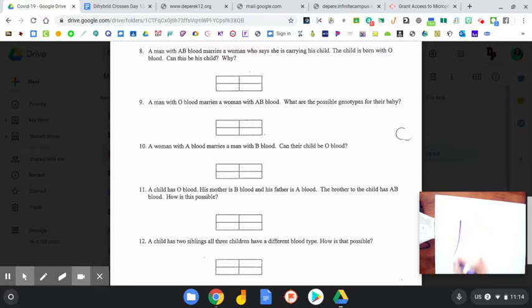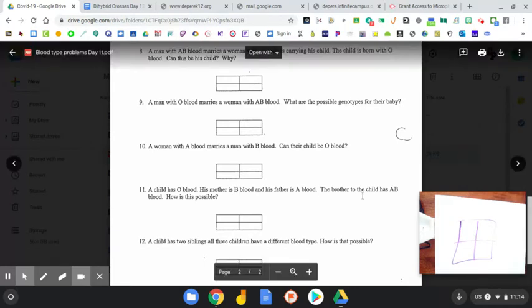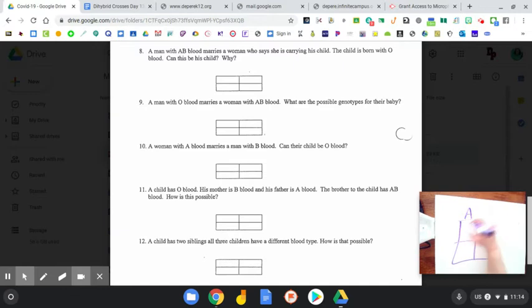So let's do number 11. Is it possible that these two parents, with type B blood and type A blood, could have an O blood type child and an AB blood type child? Is that possible? Well, let's try it. If both parents are heterozygous, yeah, they could. There's a 25% chance of them having a child with type AB blood, and a 25% chance of them having a child with type O blood, and then 25% for A blood, 25% for B blood. So that works for that one.